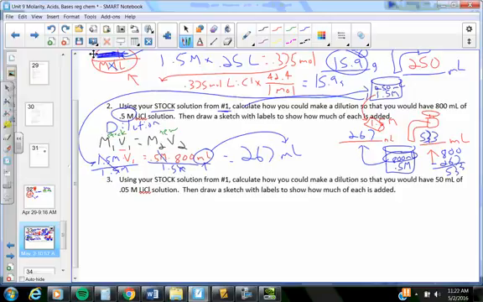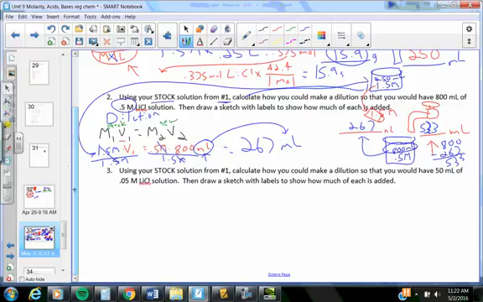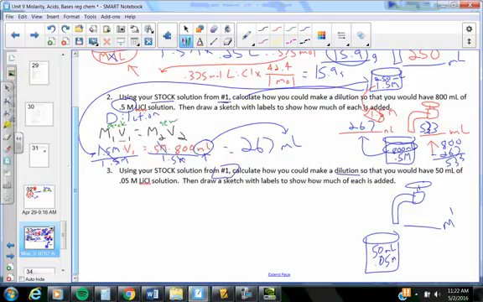Last one. This one clearly tells you, you've got to read carefully. It says use the same one from number 1. Very different than some of the practices we did. But using your stock solution from 1, calculate how to make another dilution. All right, so what am I making? Start drawing a beaker. It's got to be 50 milliliters. That's not very much. It's only got to be 0.05 molar. I'll be using water as one of my resources, and I'll be using the stock solution.